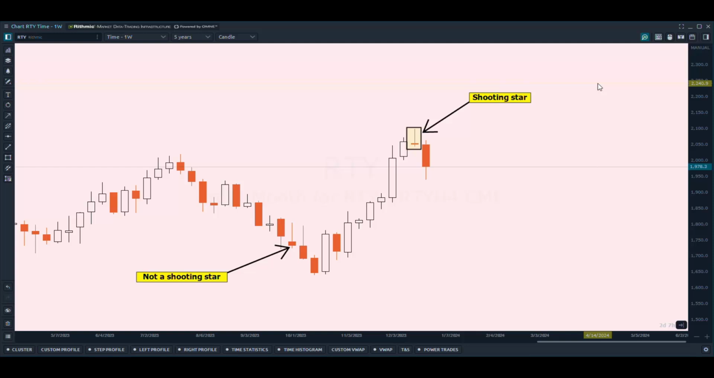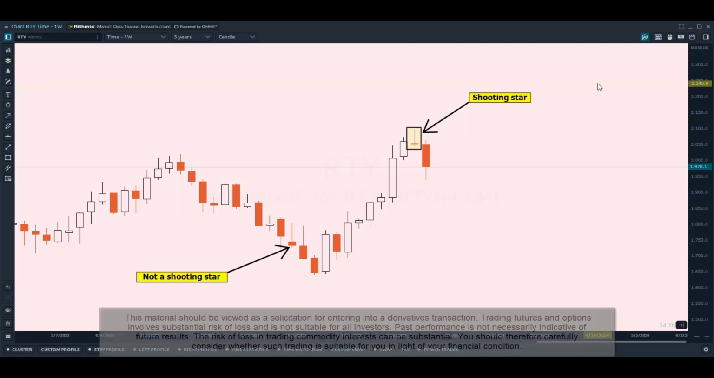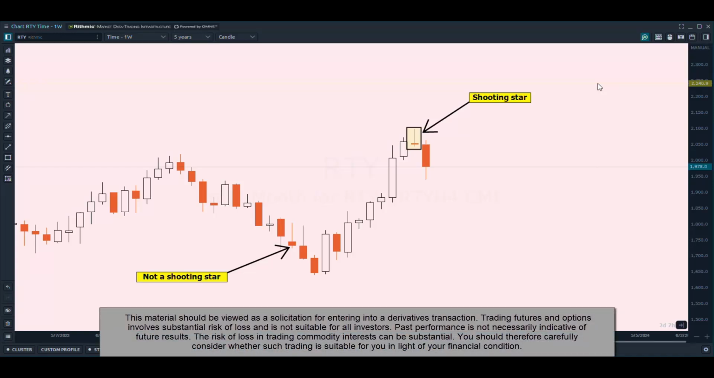Hey everybody, today we are going to be going over a candlestick pattern called the shooting star.